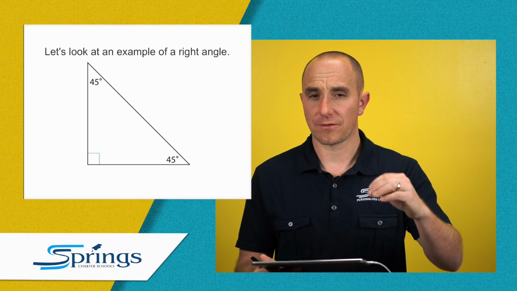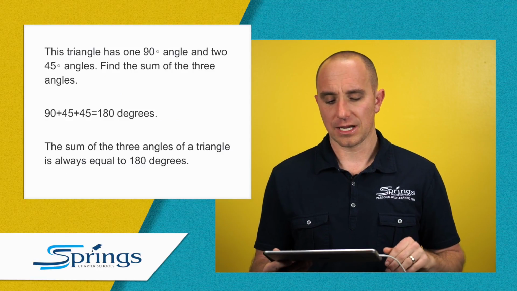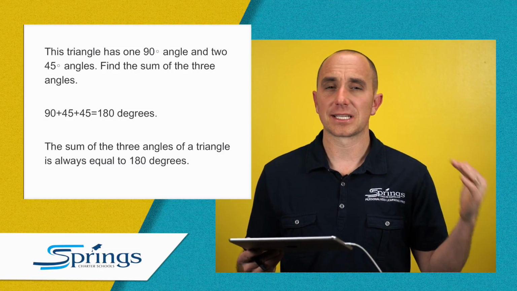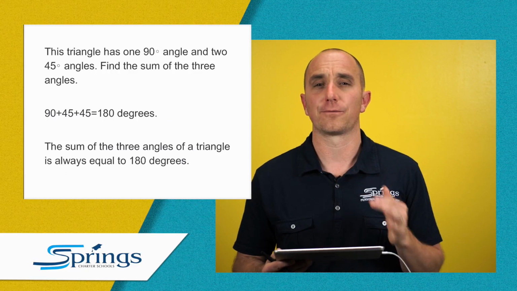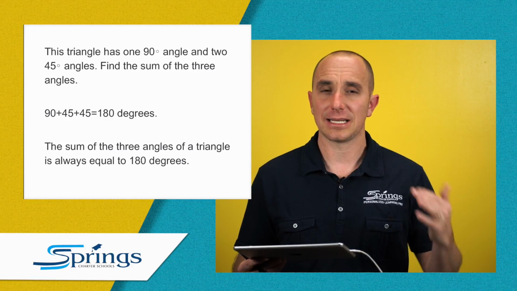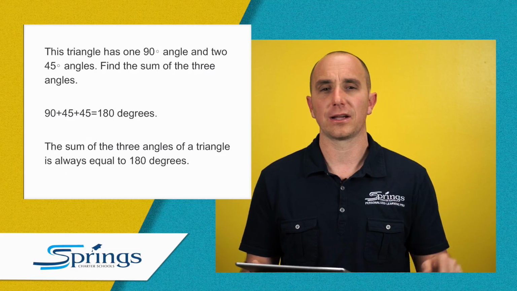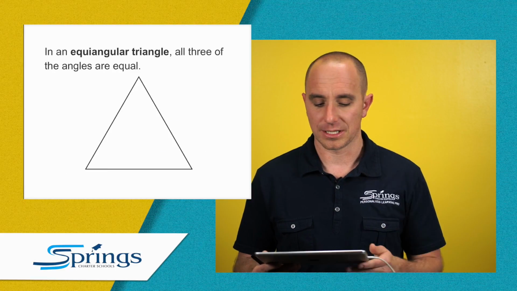Now, let's look at an example of a right triangle. You see here we have our square corner, which we know is 90, and two 45s. Okay, so then we talked before that the sum of the angles is going to equal 180. So if I had two angles that are 45, 45 plus 45 is 90, and 90 plus 90 is 180. So the sum of the three angles of this triangle, and technically of any triangle, is 180 degrees.